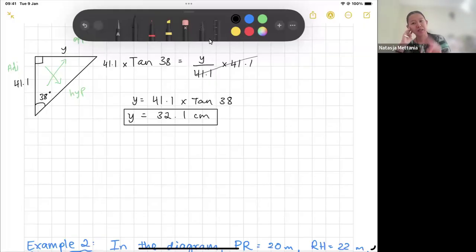Welcome back. This is part 2 of problems involving trigonometry. So we're going to start where we left off. We finished example number 1. We're going to now go to our last example, example number 2.